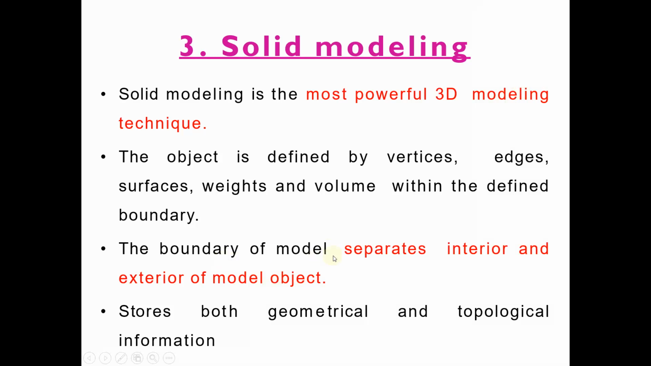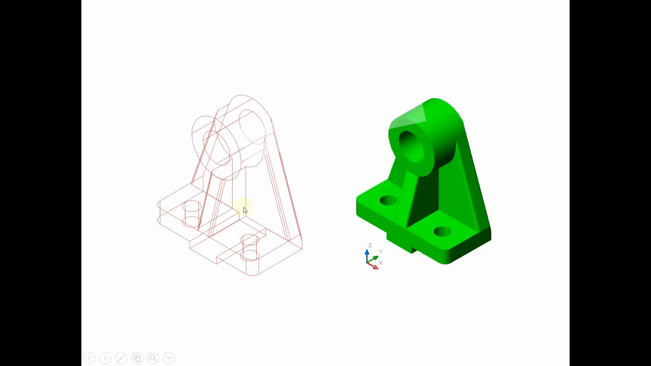Then the boundary of the model separates the interior and exterior of the model object. So there is a boundary at the edges, at the vertices, etc., and it will separate the interior and exterior. So we can identify or show what is the interior and what is the exterior of the three-dimensional model. Here you can see the three-dimensional view of the object. This is the solid model and this is the wireframe model.